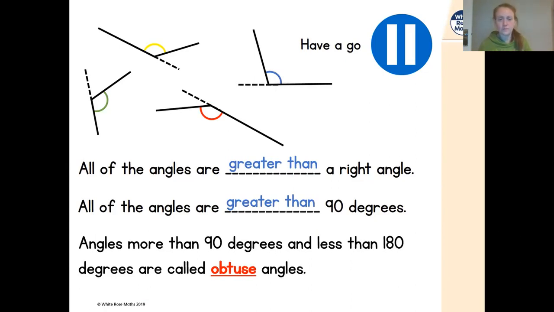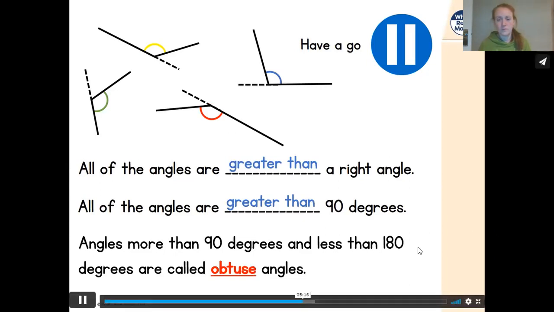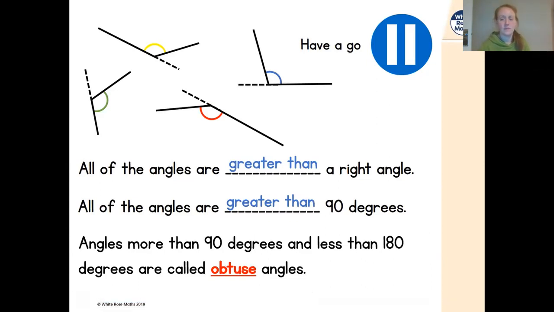So we've now got 3 types of angles. Acute angles, the smallest ones, less than 90 degrees. Right angles, exactly 90 degrees. And obtuse angles, so they're bigger than a right angle, greater than 90 degrees, but smaller than half a turn, smaller than 180 degrees.